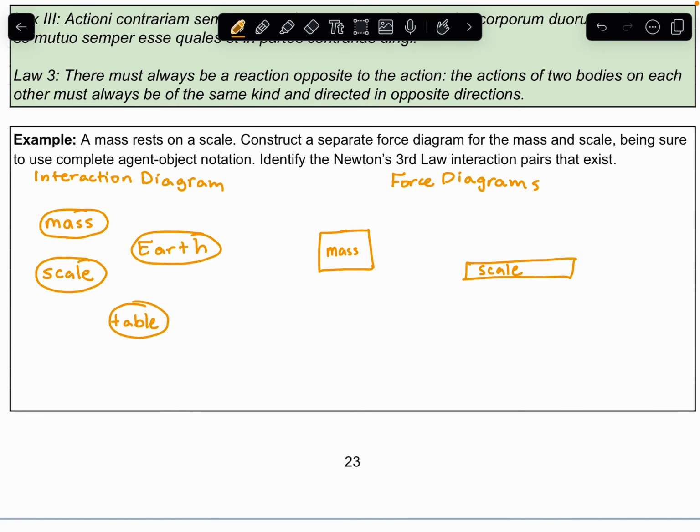Okay, so let's draw a mass rests on a scale. Construct a separate force diagram for the mass and the scale, being sure to use complete agent-object notation. Identify Newton's third law interaction pairs.